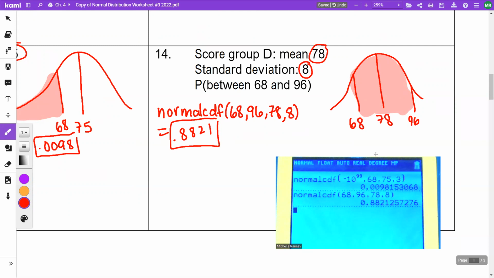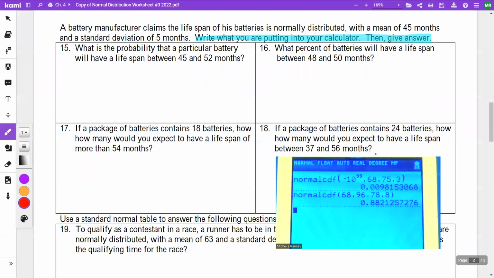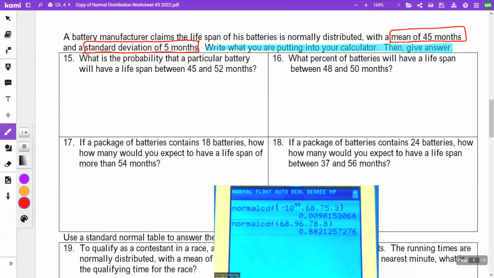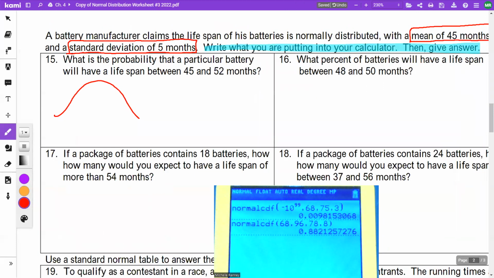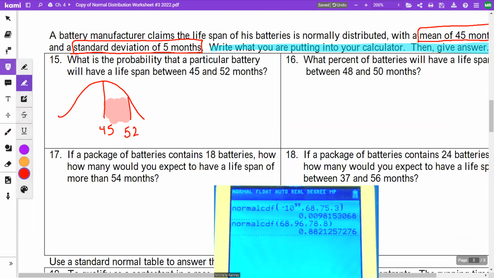Now, on the back side, all of these problems, 15 to 18, are dealing with the same mean. So we've got a battery manufacturer that claims that the lifespan of batteries is normally distributed with a mean of 45 months and a standard deviation of 5 months. And so the first one, what is the probability that a particular battery is between 45 and 52 months? So my mean is 45, and we want to know the probability that it's between 45 and 52. So we're looking right here.